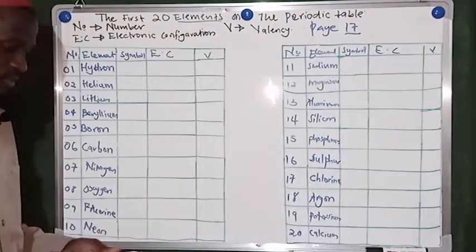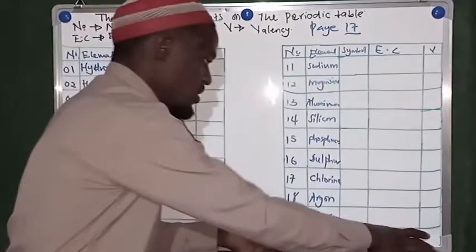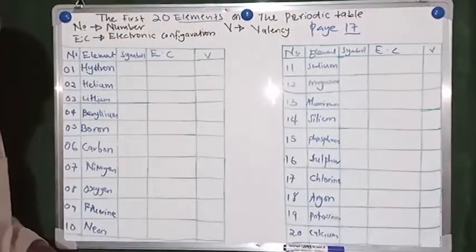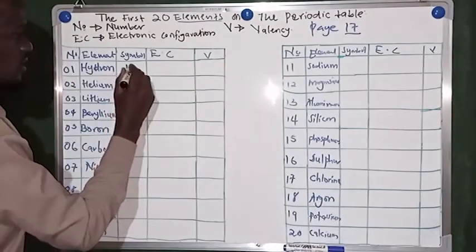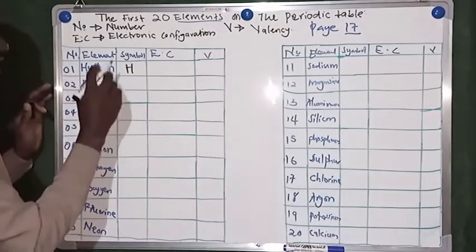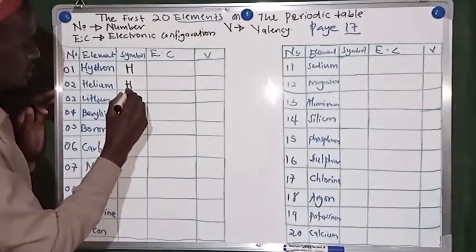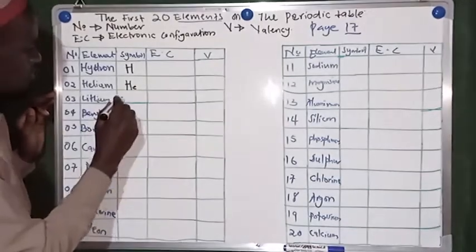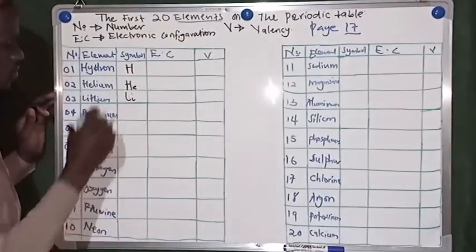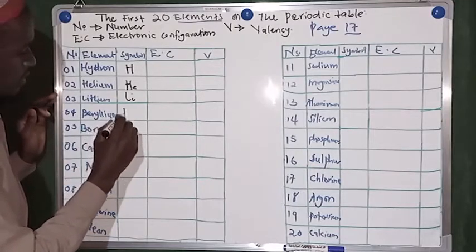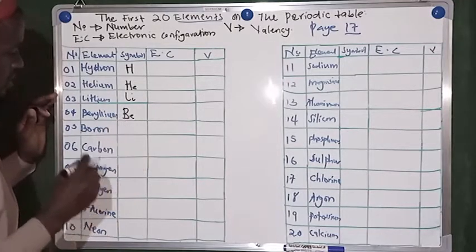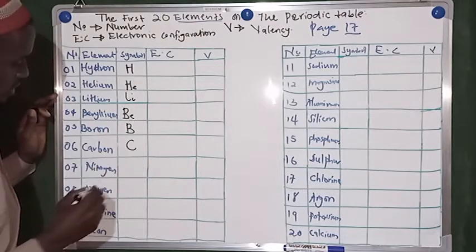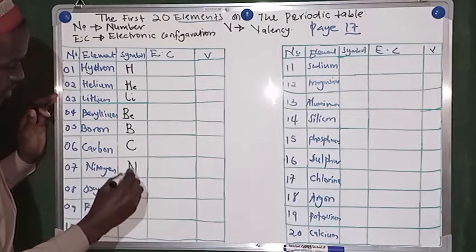Now let us go on the symbols. Some of them are got from the first letters of the elements. For example, hydrogen is H. Now helium can't be H, it is H, then E. Don't add those letters. The first one is capital, the second one is small. Lithium is Li, L is capital. Beryllium is Be. Boron is capital B. Carbon is capital C. Nitrogen is capital N.